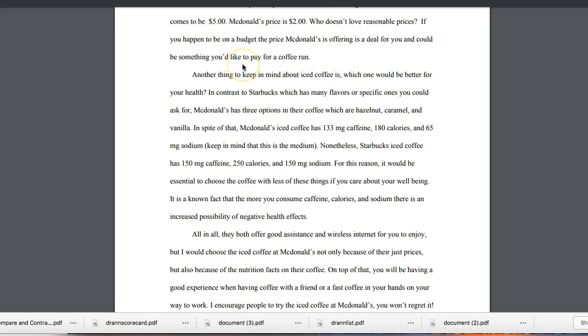So again, she's signaling to the reader, I have another topic, and this one is about health benefits related to the coffee. And that sentence helps the reader know that she is making a shift to a new topic. She uses phrases like in contrast to Starbucks. Again, transitional phrase. She's going to show something about McDonald's that's different from Starbucks.